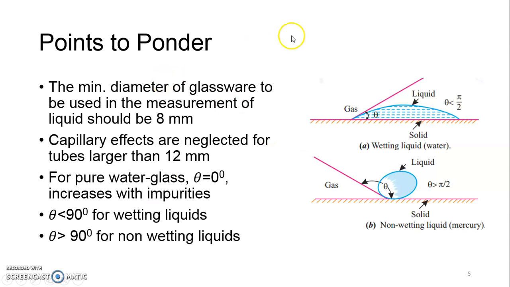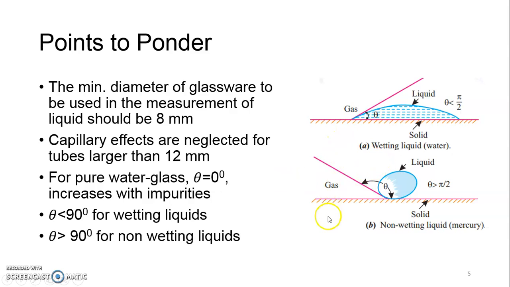Some points to ponder at this moment. There is a minimum diameter which is fixed for the glass tube which I use to measure the rise of liquids in the laboratory, and it is fixed at around 8 mm. The capillary effects are neglected for tubes larger than 12 mm. So there is no capillary effect for tubes having diameters more than 12 mm. For pure water, theta is considered to be 0 degrees, and it is almost 25 degrees for contaminated water.